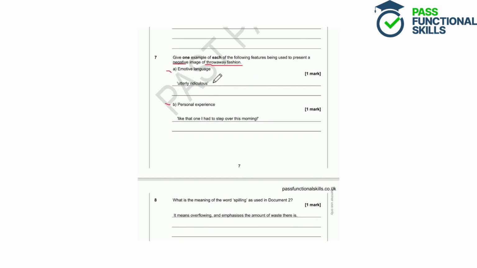So we've got utterly ridiculous here, and we've got like that one I had to step over this morning. So emotive language is a language technique, and it is where the writer uses language associated with an emotion in order to make the reader feel that emotion. So here we've got utterly ridiculous. Ridiculous is quite a strong thought or feeling, and it's going to make the reader feel that emotion. So that would be a correct example of emotive language.